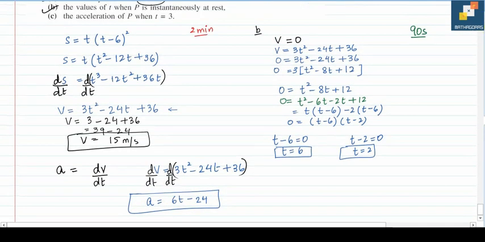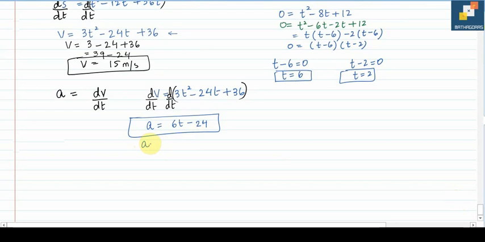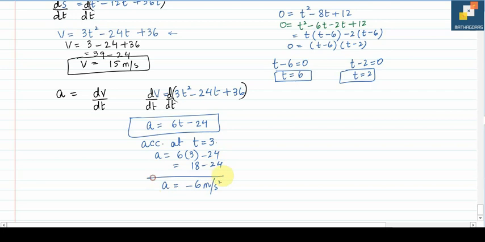Once you have the acceleration expression, the value you need to insert is 3 here. So acceleration at t equals to 3 will be 6 times 3 minus 24. 6 3s are 18 minus 24. So acceleration equals to minus 6 meters per second square. That is your answer. So you need to write down the solution in your copy, and for that part the time is 90 seconds, so start.